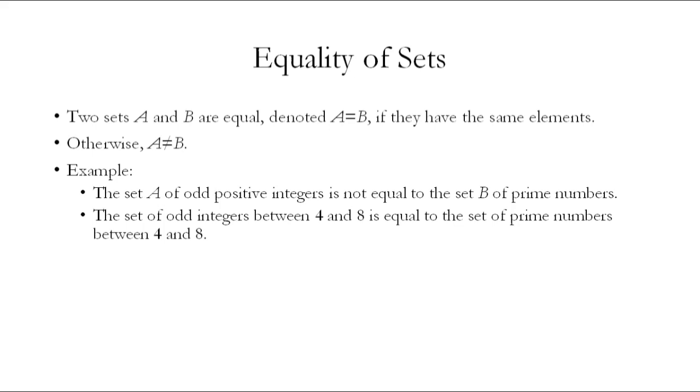Example: set A of odd positive integers between 4 and 8 is equal to the set B of prime numbers between 4 and 8. Between 4 and 8, 5 and 7 are the prime numbers. Coming to the odd integers, also 5 and 7. So both are the same here.